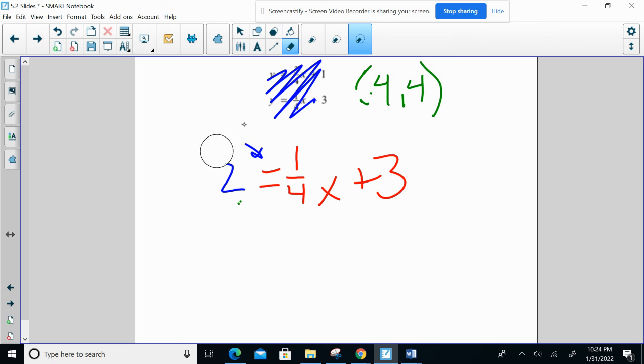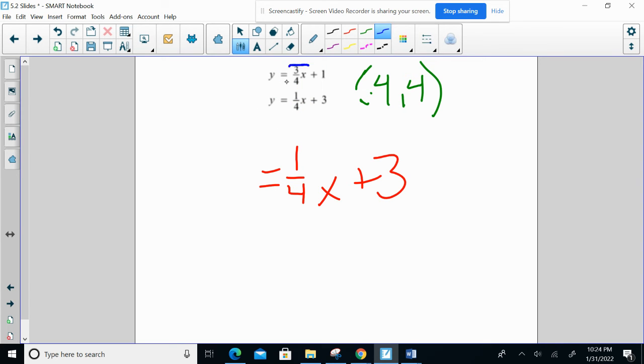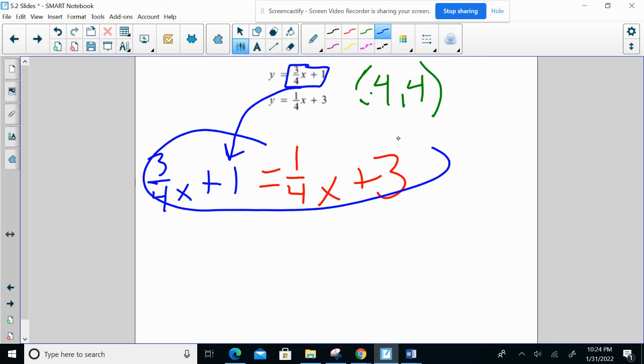Now, let's use that same logic for this. It says y equals 3 over 4x plus 1. So what you can do is make it 3 over 4x plus 1. Set them equal to each other. Now look at what we have here. We have an equation set equal, because we want to find where they're equal, and it's all in 1 variable. That variable is x. So let's solve this.